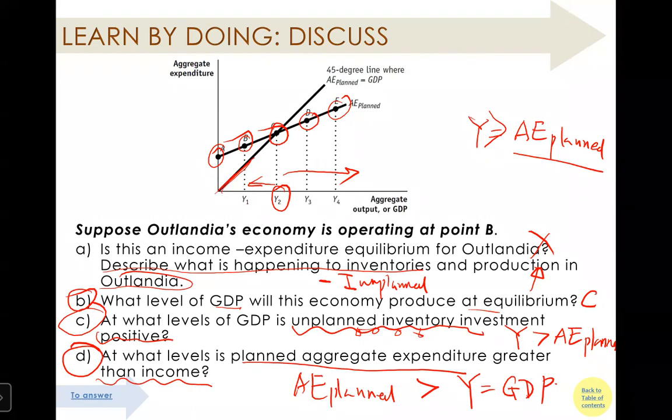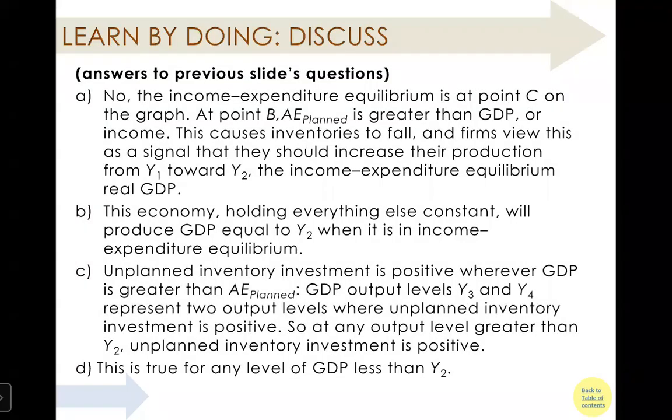Right? So let me add one more little thing. If we are in this region, let me repeat what I said earlier. You have negative unplanned inventory investment, simply because aggregate expenditure exceeds production. The details and answers are listed in this slide, so if you're not clear, you can read this part.